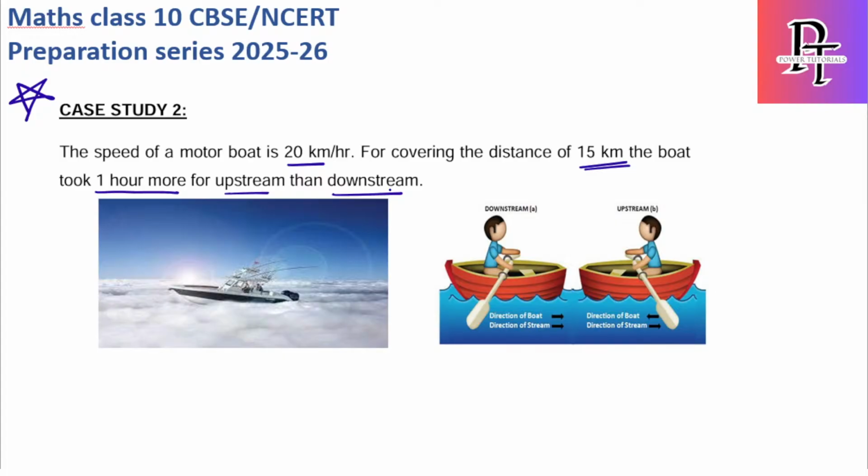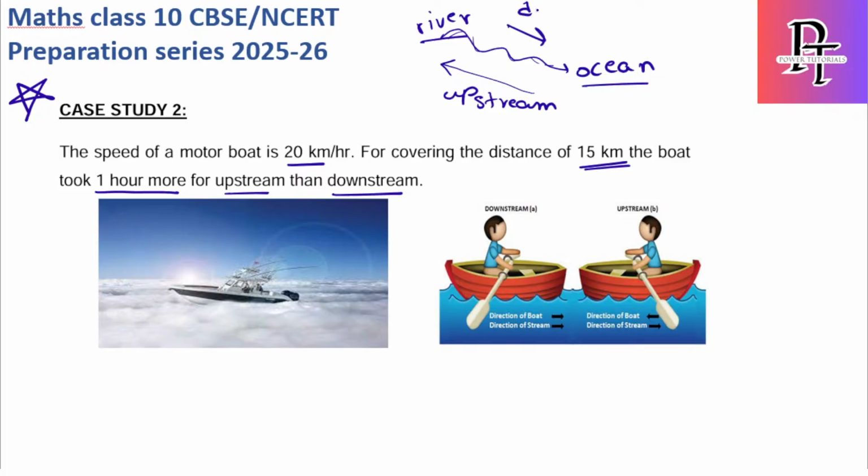So let's understand what upstream and downstream are. Whenever you're traveling, the water also travels, because the water flow is always from river to ocean. River will always flow. Even the ocean also flows, but we are talking about the river in most cases. So the river always flows in one direction. If you want to travel against the stream of water, then we call it upstream, and if you are traveling in the same direction as the water, then we call it downstream.